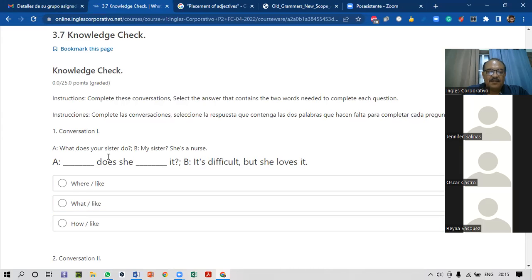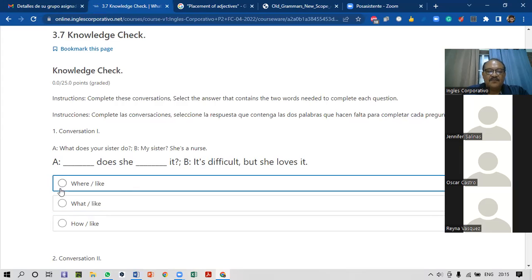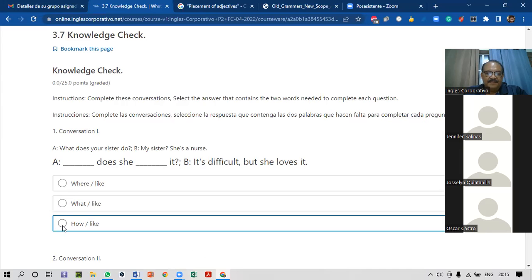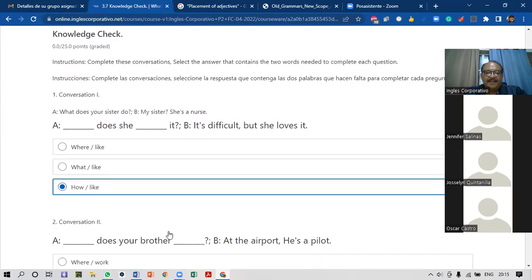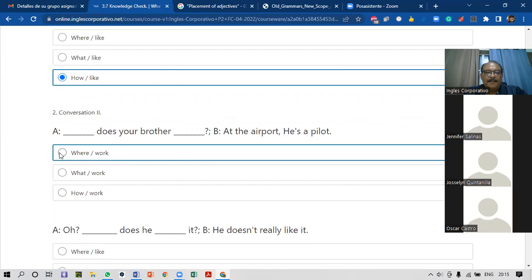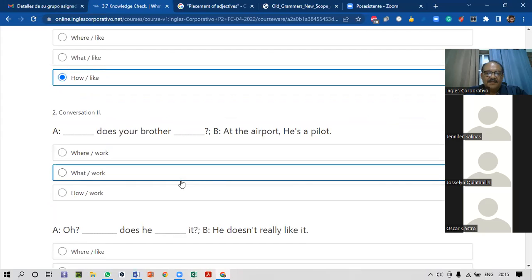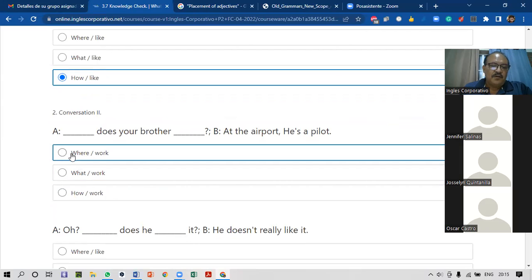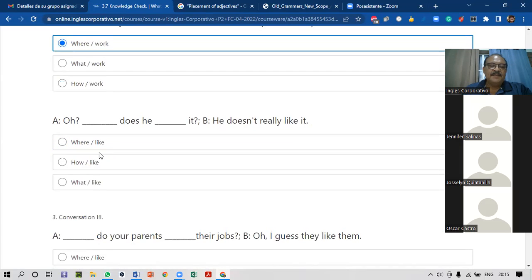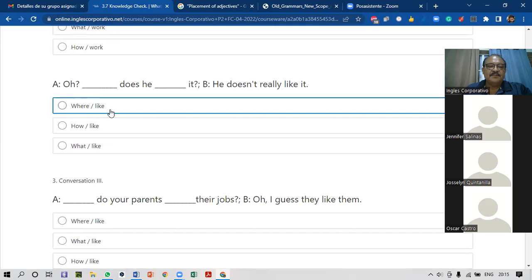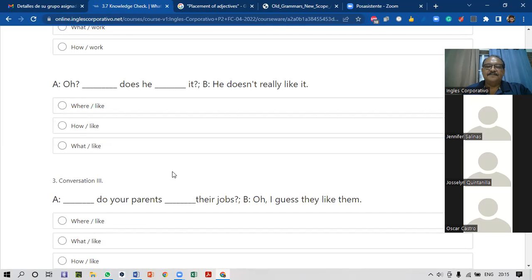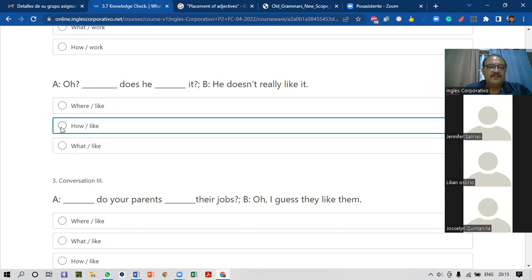Where like, what like, or how does she like? What does she like, where does she? Place? How like. Yes, it's opinion, right? Good. In this one, place, what she does, or opinion? Where work. Place, correct. This one, where does he like? How does he like it? Or what does he like it? How like? How, opinion.